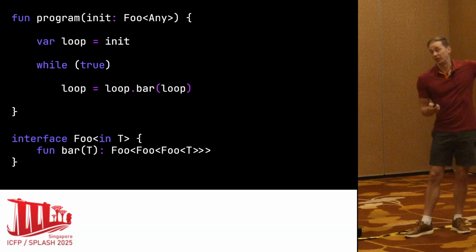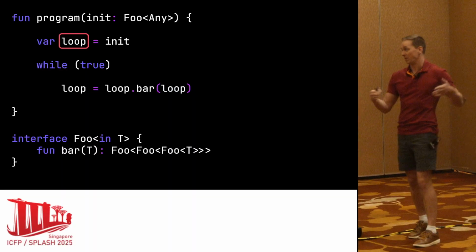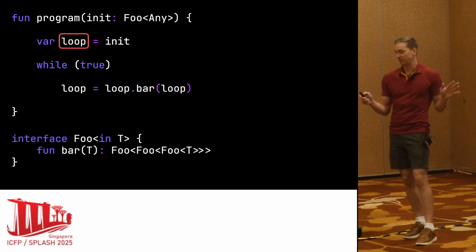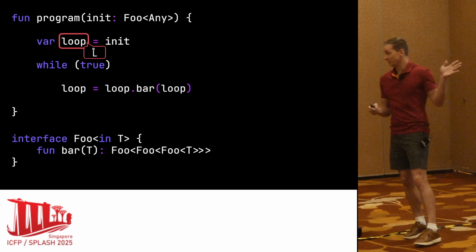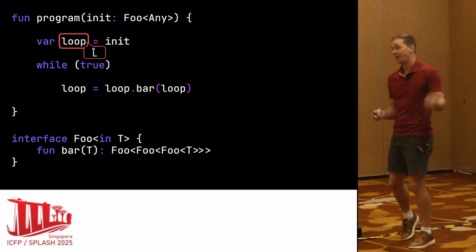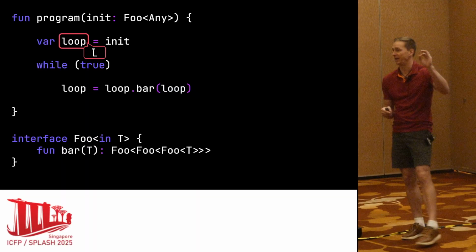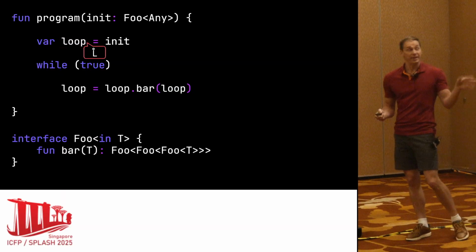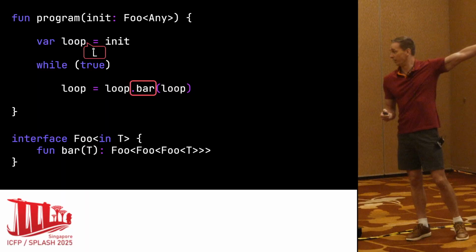So the first challenge is the fact that this loop variable has no type annotation. And we're going to address that challenge the same way many others do. We're going to introduce a type variable L to represent its type. And here I put a little circle over it to indicate that it's a hole in the program that we have to deal with. The second challenge is this bar invocation.